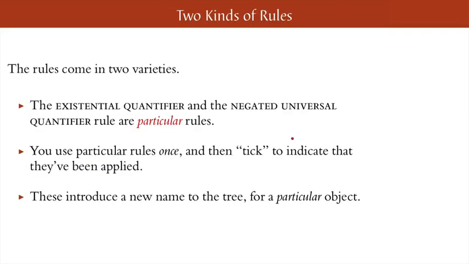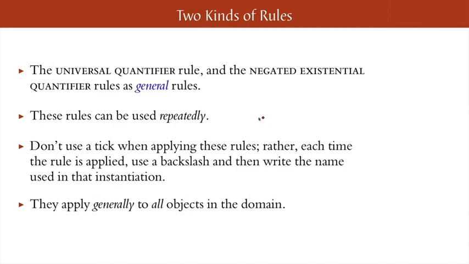Now, you'll notice that these rules come in two varieties. The existential quantifier and the negated universal quantifier rules are both what we call particular rules. You can use these rules once and then tick them off to indicate that they've been applied. These rules introduce a new name to the tree for a particular object, whereas the universal quantifier rule and the negated existential quantifier rule are what we call general rules. These rules can be used repeatedly. You don't use a tick when applying these rules.